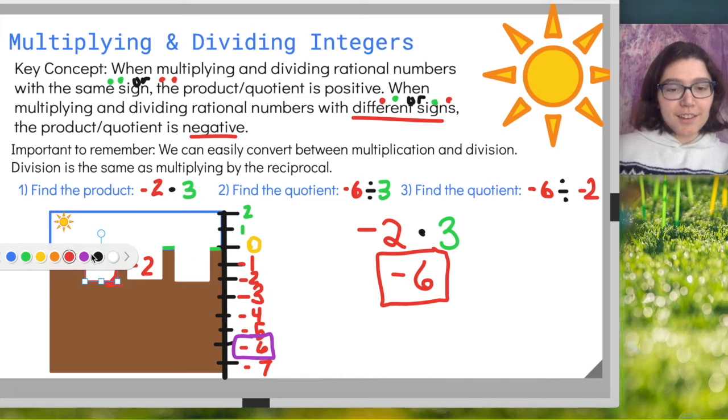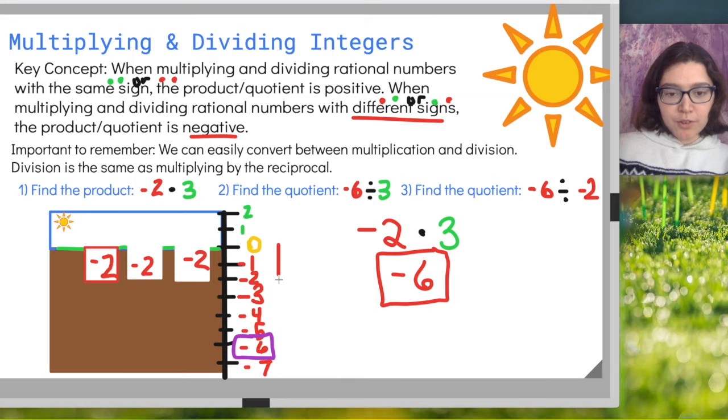You might see this on a number line, so I'll just quickly draw that on my vertical number line. Negative 2 is going to be represented by an arrow that starts at 0 and goes to negative 2. And then here we have 3 of them.